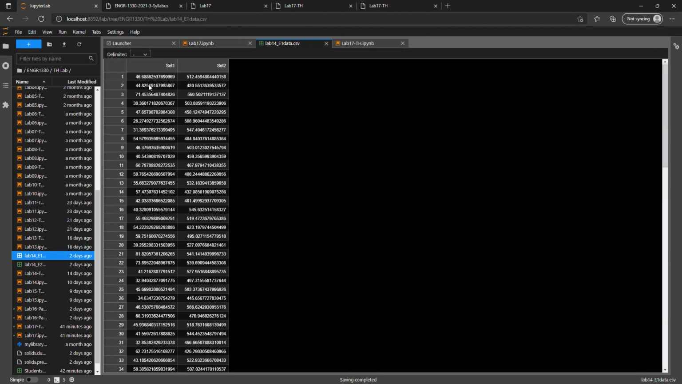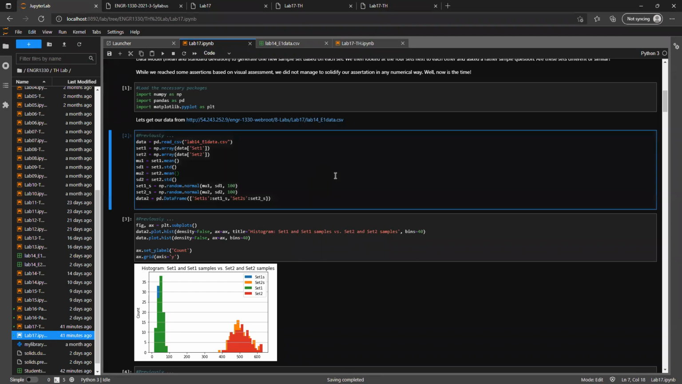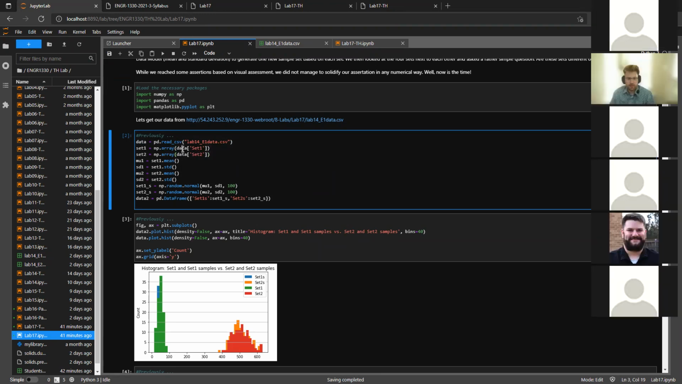So it's a CSV, two sets. I think there's 100 in here, 100 rows. And yeah, let's work with our code and see what we're doing. We're going to take our CSV and make a data frame out of it. And then we're going to take part of our data set and get the columns.